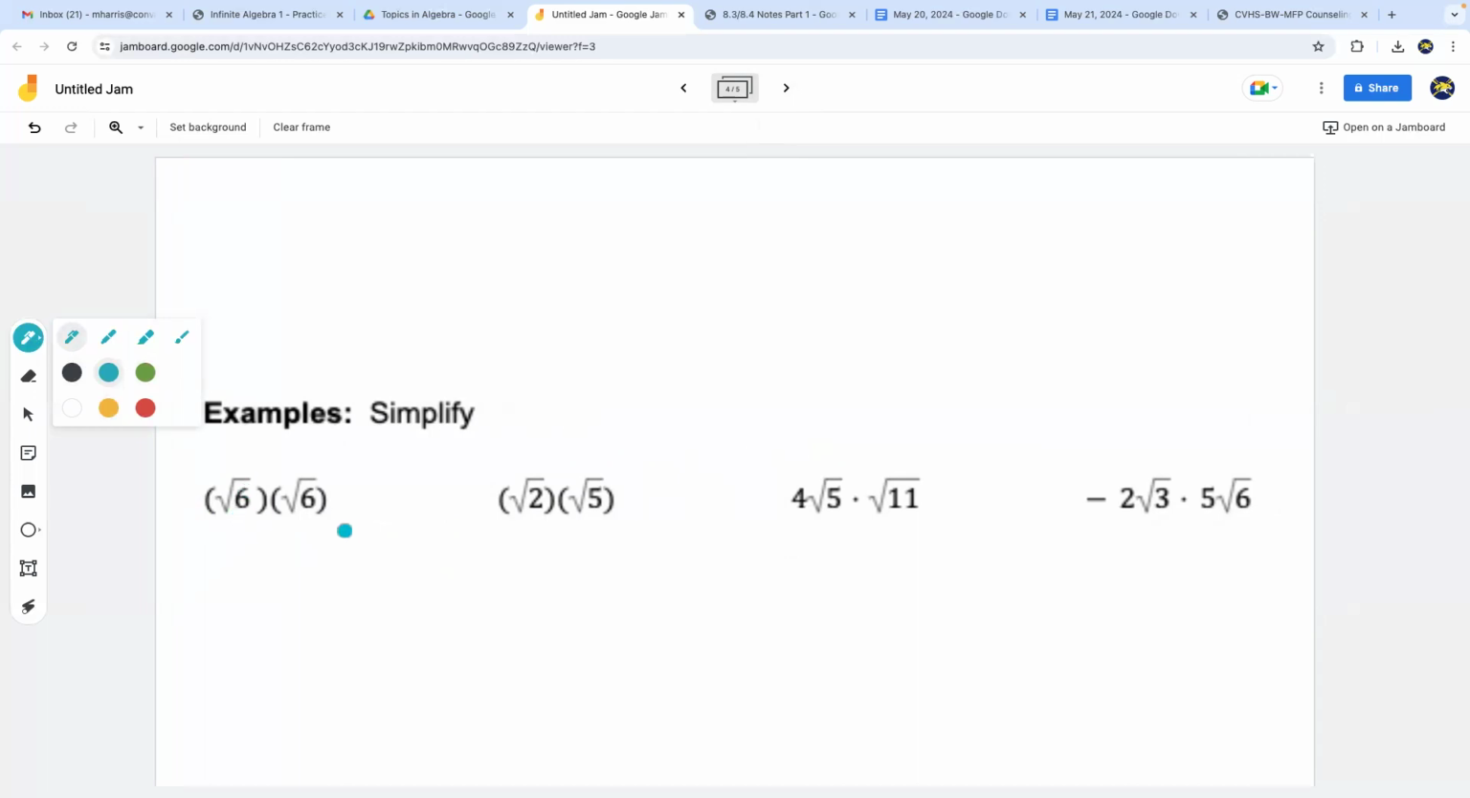We have root 6 times root 6. Well, we only have numbers under the radical. So we're going to take the 6 times the 6 and multiply it. Well, 6 times 6 is 36. The radical comes back into play. Well, here's that simplify step. What is the square root of 36? Well, our answer is 6.